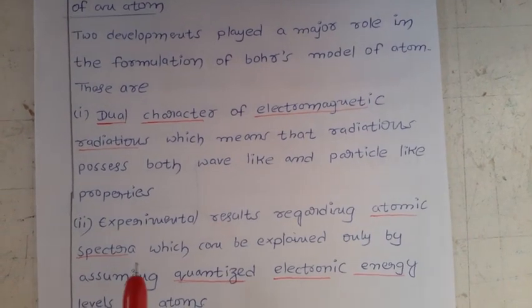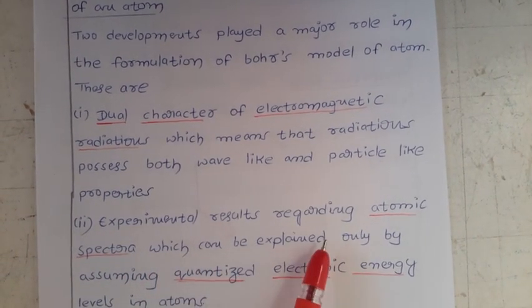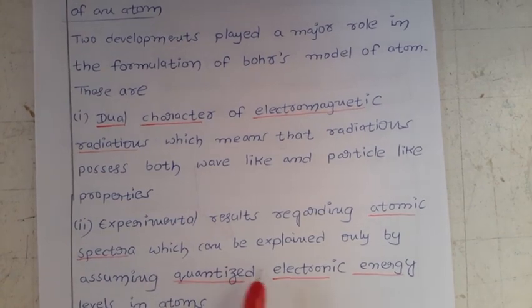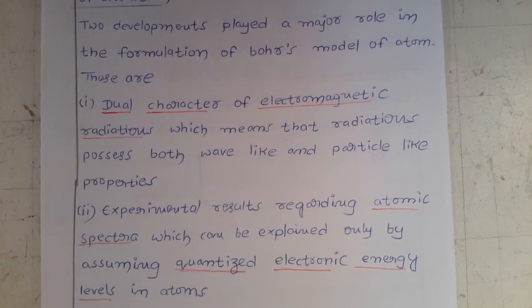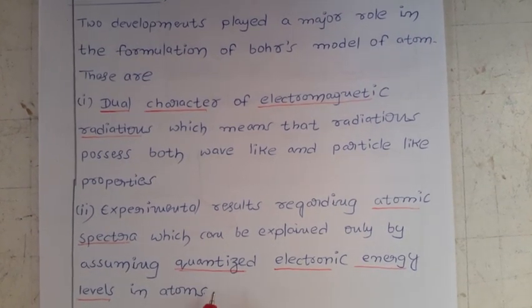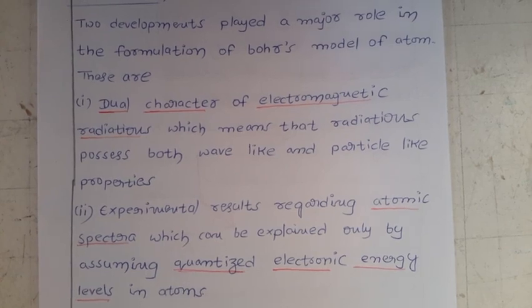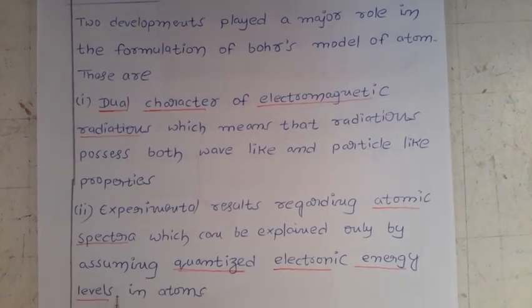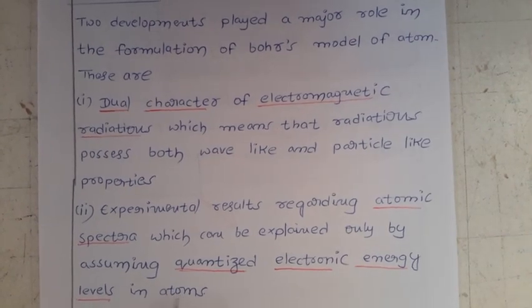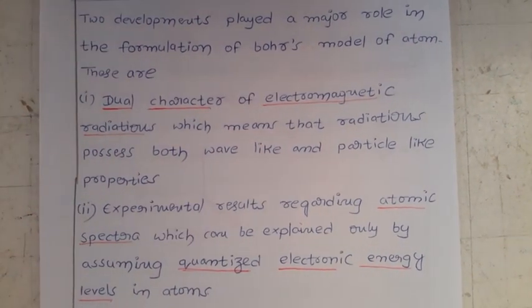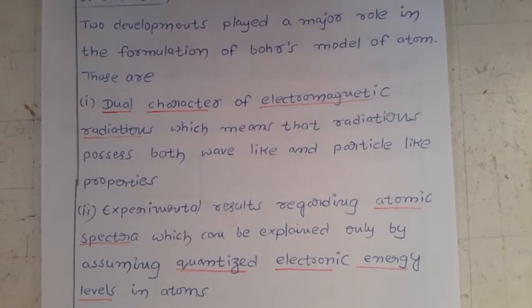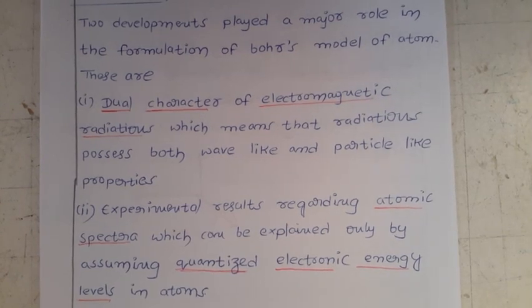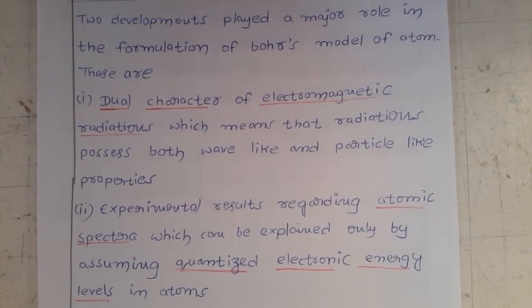Next, another development: experimental results regarding atomic spectra, which can be explained only by assuming quantized electronic energy levels in atoms. Now, what are quantized electronic energy levels and what is atomic spectra? I will discuss later. Okay, keep this aside. Next, we should come to know what electromagnetic radiations are, how they are produced, what the properties of electromagnetic radiations are, and what the units of electromagnetic radiation are.